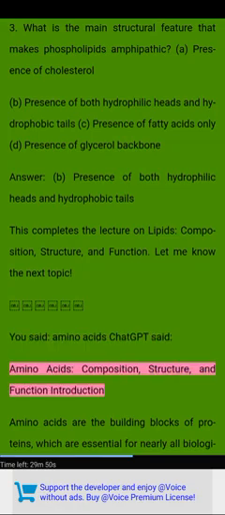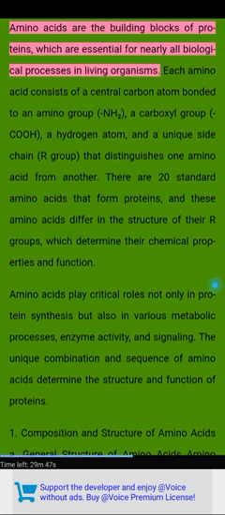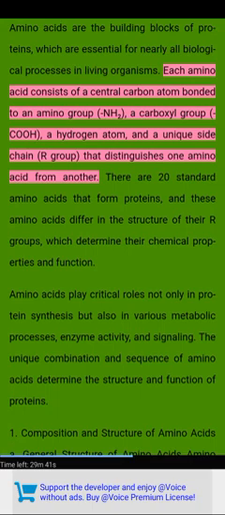Amino acids: composition, structure, and function. Introduction. Amino acids are the building blocks of proteins, which are essential for nearly all biological processes in living organisms. Each amino acid consists of a central carbon atom bonded to an amino group (NH2), a carboxyl group (COOH), a hydrogen atom, and a unique side chain (R group) that distinguishes one amino acid from another.